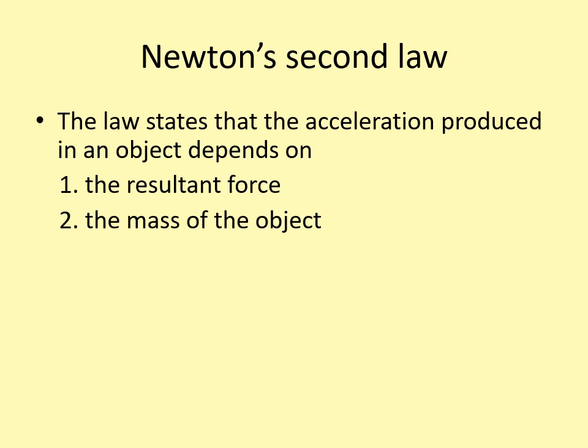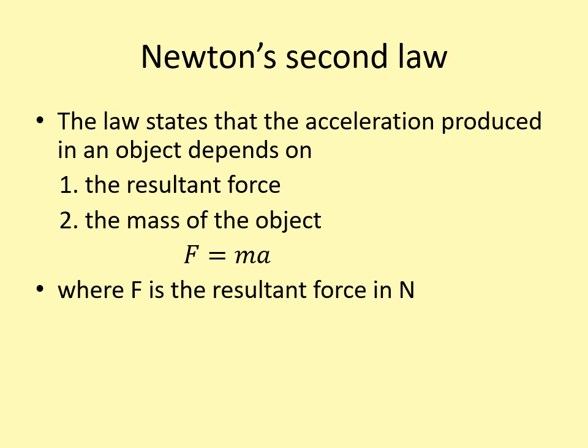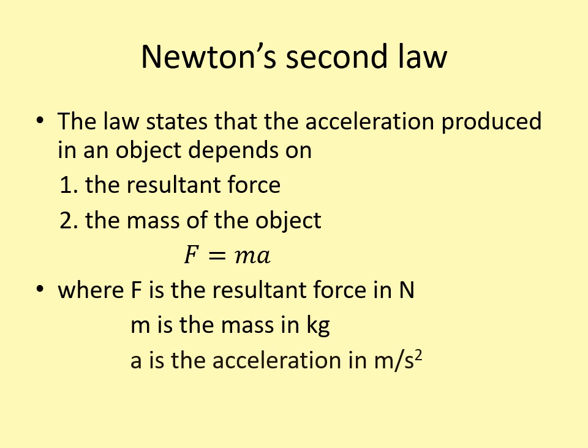So how they depend on each other can be combined into a single equation which states F = ma, where F is the resultant force. It is measured in newtons. Mass is always measured in kilograms. And by now you're very familiar with the unit of acceleration also, meter per second square. Okay, so this is Newton's second law.